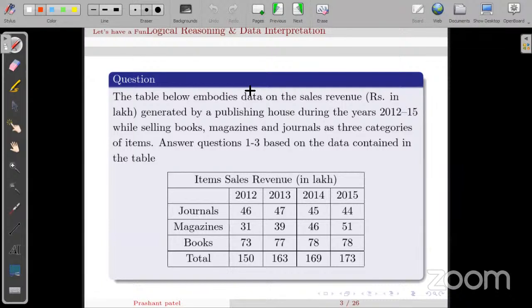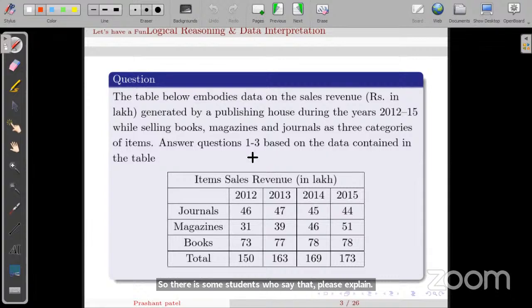Yes? Everyone knows how to calculate the percentage. Okay. So there are some students who say that please explain. Okay, fine.